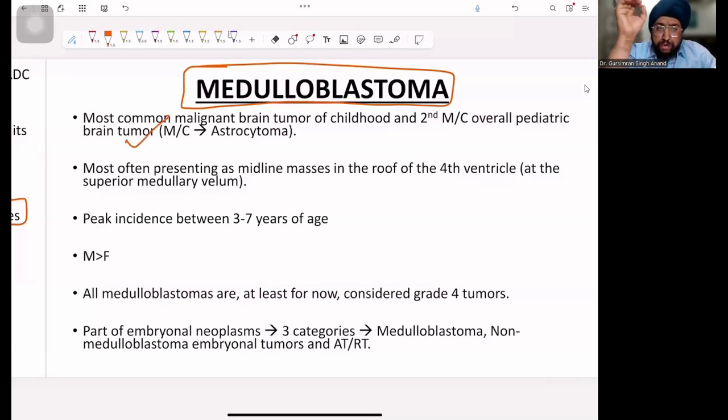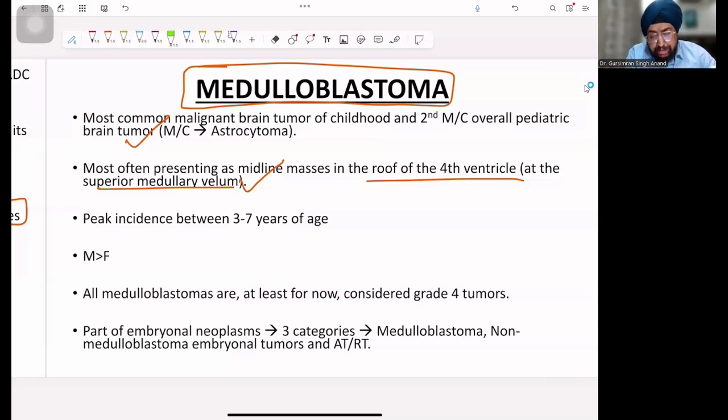Okay. Most commonly, it will present as midline masses. In adults, it usually presents as lateral masses or eccentric masses, but in children, it will most often present as midline masses, in the roof of the fourth ventricle, in the region of the superior medullary velum. Okay. All these points you have to very carefully remember, because these will help you differentiate the medulloblastoma from its close differentials.